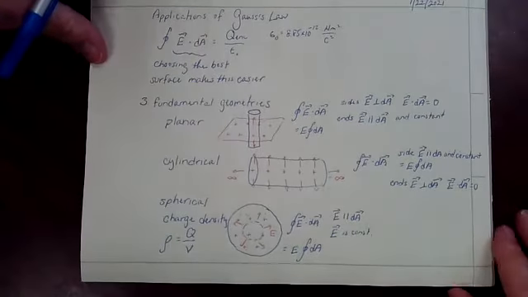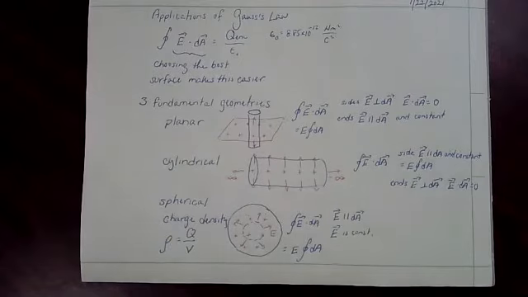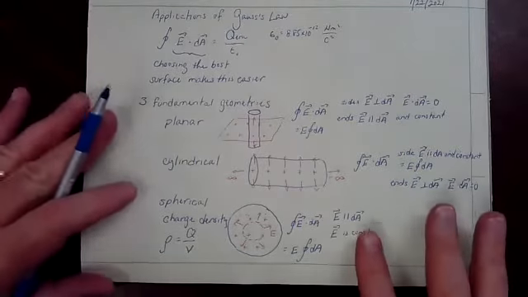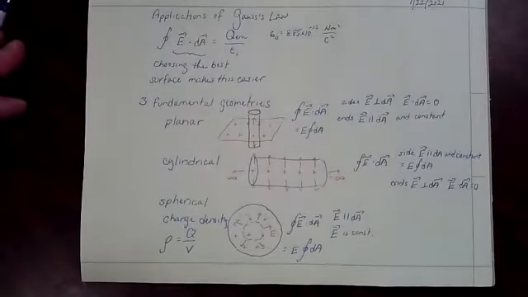Okay, so I'm going to pause here. We're going to move on to the next sheet. And then for each one of these, we're going to break it out and take a look at applications. But this is just a discussion about the geometries we're going to use and why we choose the Gaussian surfaces that we do.